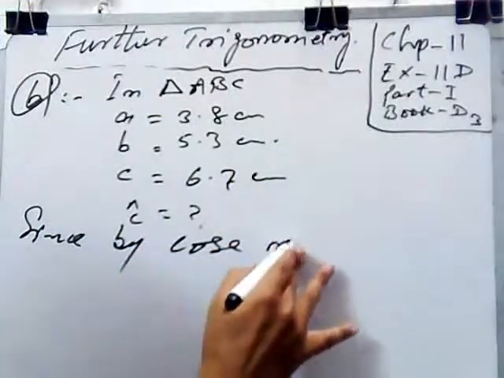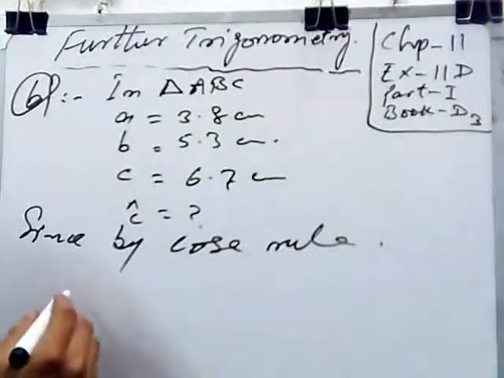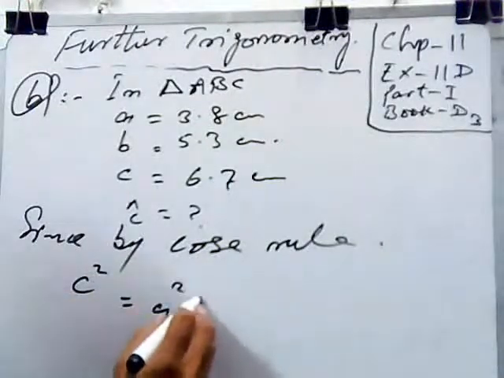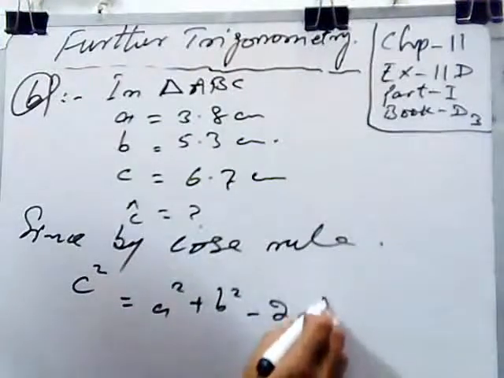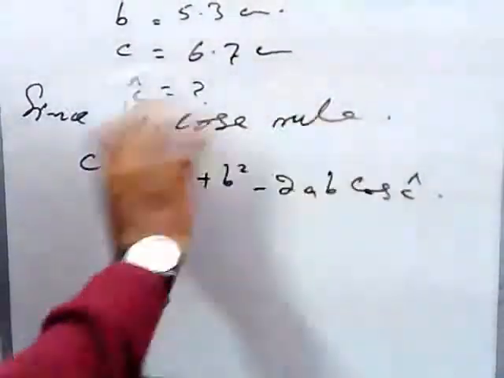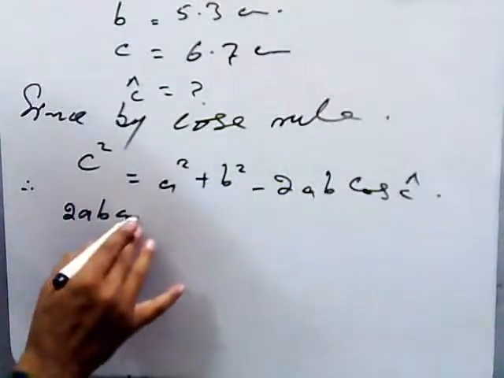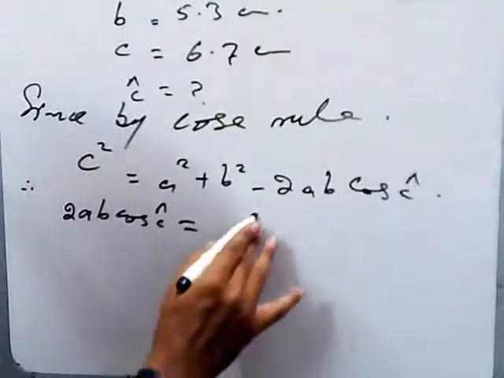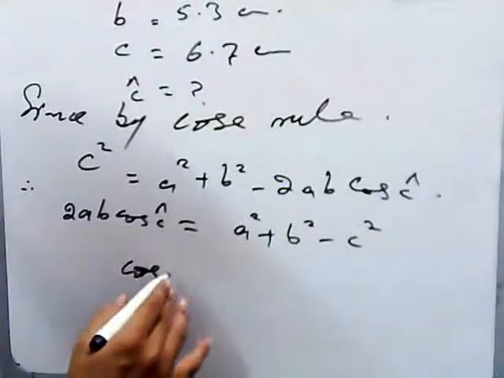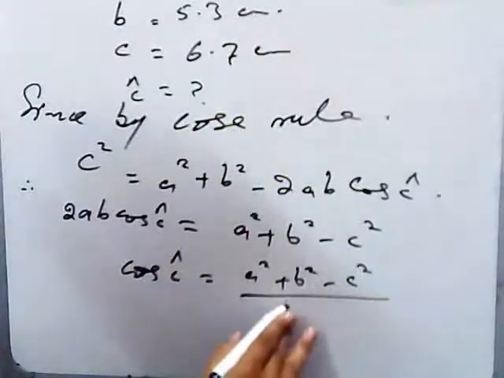cosine rule we have that C square is equal to A square plus B square minus 2AB cos C angle. So you need the value of cos, so shift here, so this formula will become 2AB cos C is equal to A square plus B square minus C square, but you need only cos C, so therefore cos C is A square plus B square minus C square divided by 2AB.